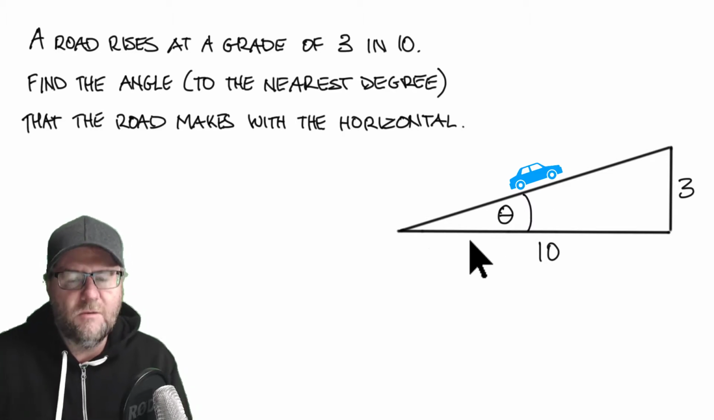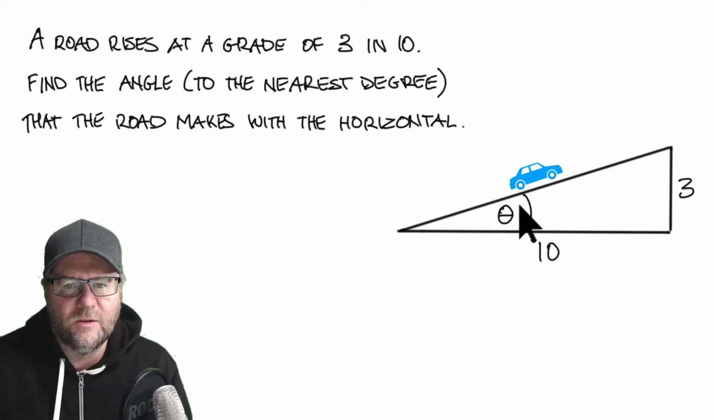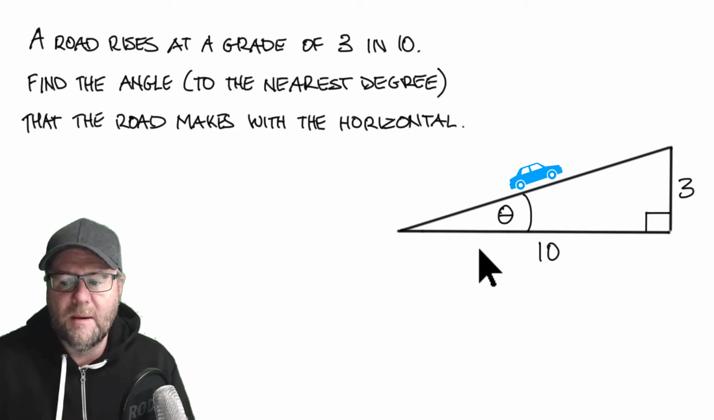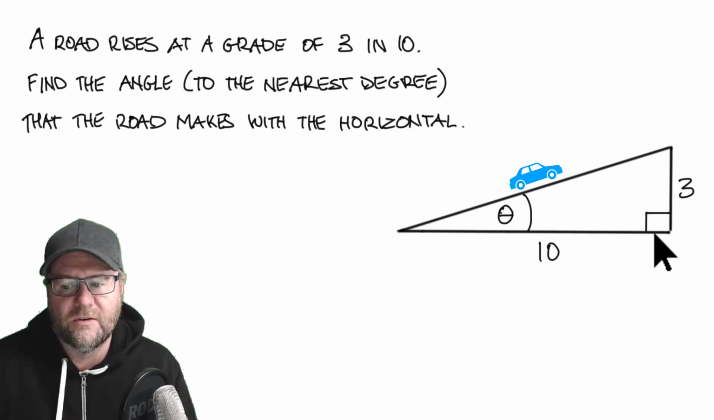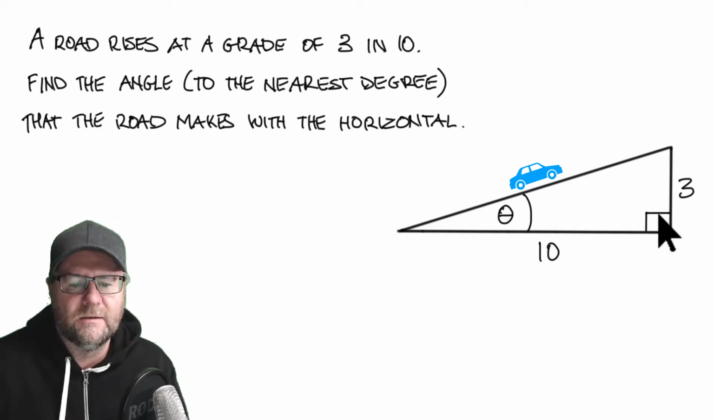Okay, so we don't know the angle, so we use this Greek letter theta to represent our angle that we don't know, but we can use our trig ratios for this. Now remember, this only applies to right angle triangles. So in this case, to be totally correct, I'm going to pop the right angle symbol in here.